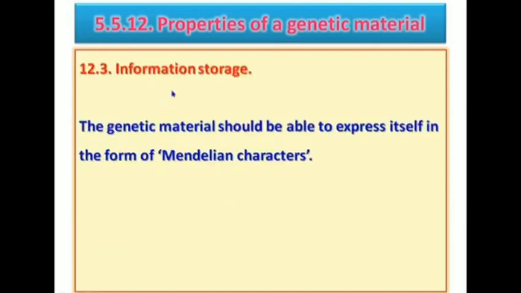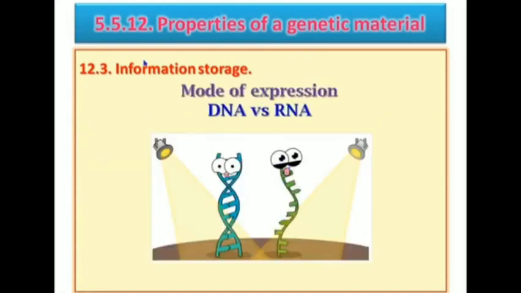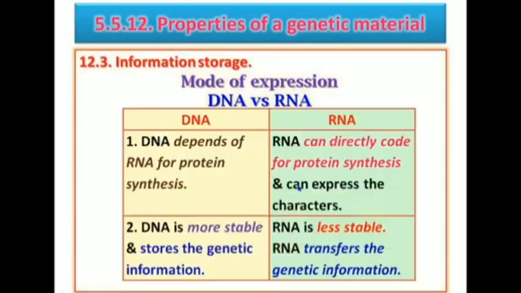Next is information storage. The genetic material should be able to express itself in the form of Mendelian characters. RNA can directly code for protein synthesis and can easily express the characters, whereas DNA depends on RNA for synthesis of protein and to express the character.